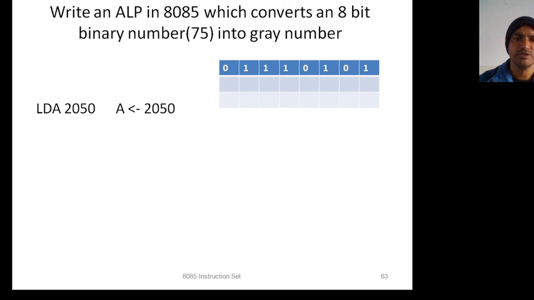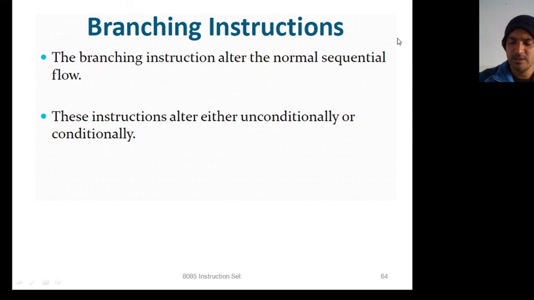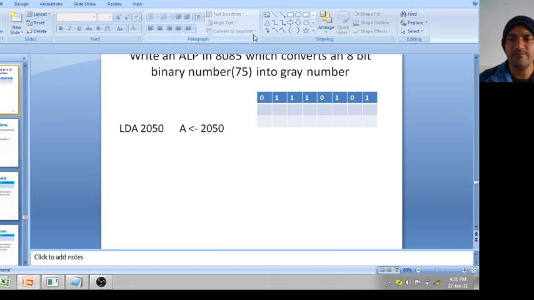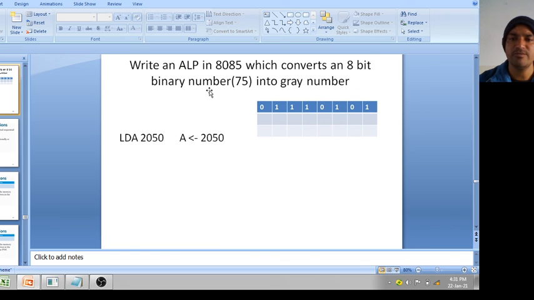Suppose you have to implement an assembly language program in 8085 which converts an 8-bit binary number, suppose I am assuming number 75, into gray number. Suppose it is available in 2050 memory location, and you have to store the result in 3050 memory location, and you already know the procedure how to convert binary number into gray number.